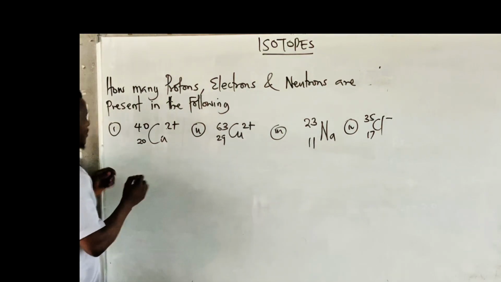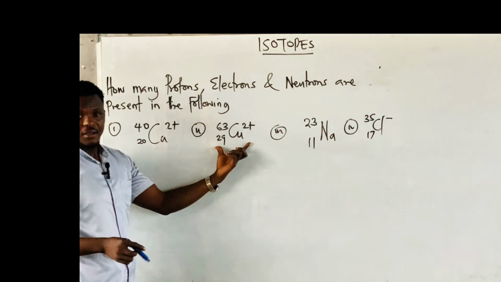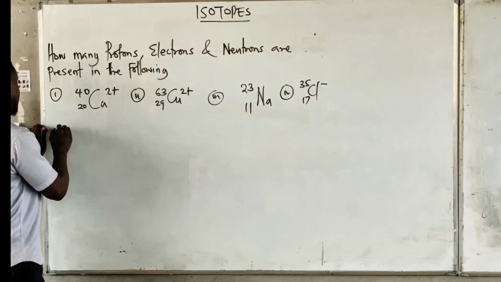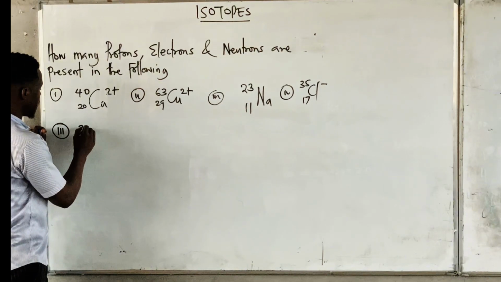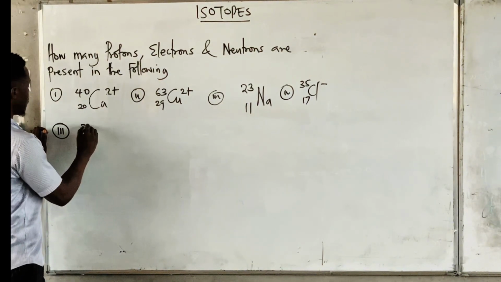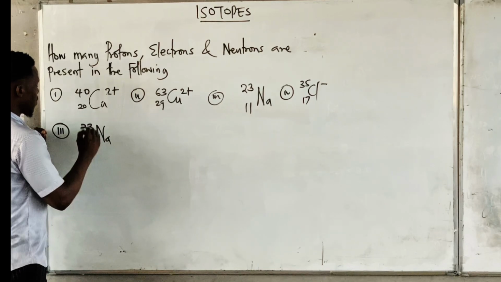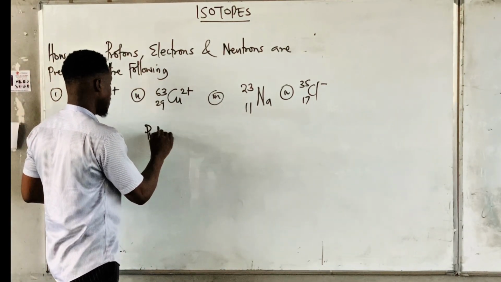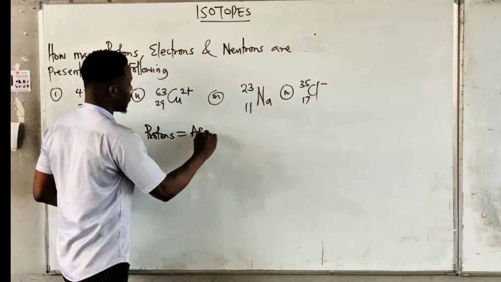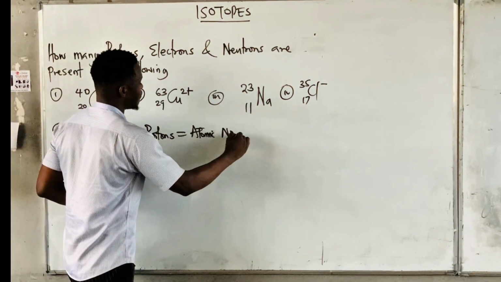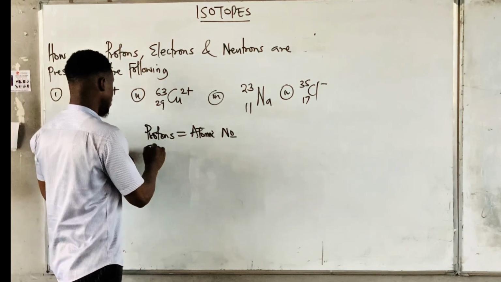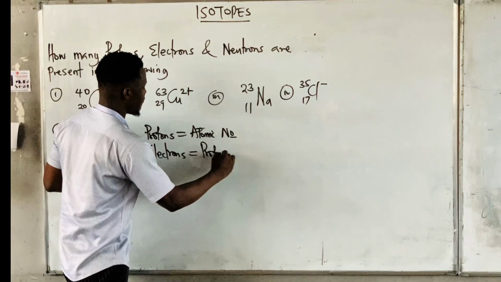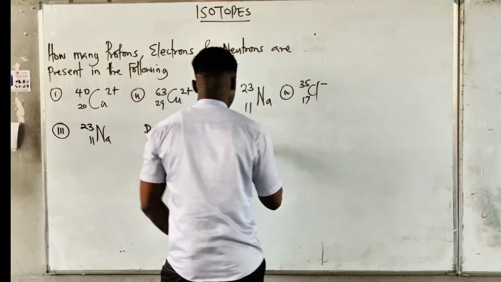So let's look at this next guy. Now for the second guy, I'm going to skip this guy. I would like us to try the second one because it's very similar to what I did here. So let's look at III. Now look at this. There is no charge here. So first thing I'll say, protons is same thing as the atomic number. Electrons is protons minus charge.